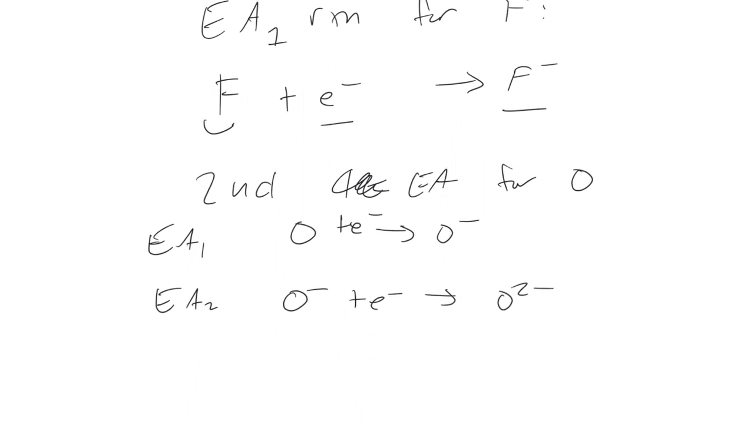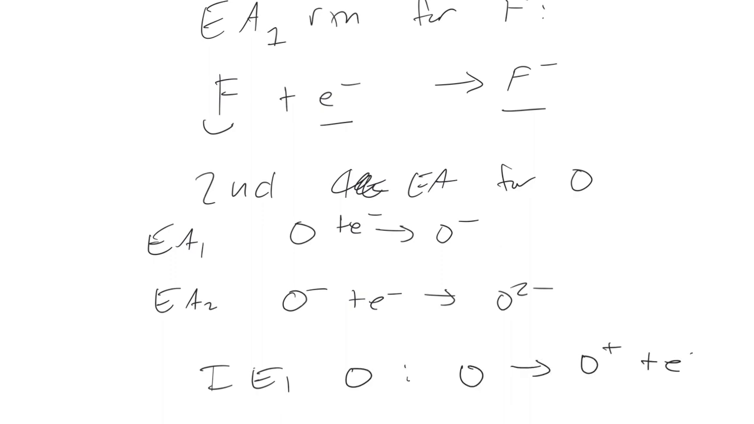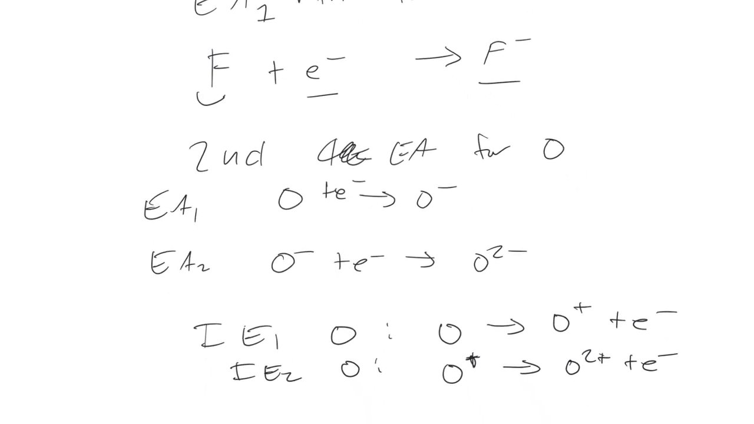And this is the same business if you were to write the first IE versus the second IE. So let's do the IE1 of oxygen. IE1 of oxygen is oxygen losing an electron to go to O plus and an electron. The IE2 is the energy associated with O plus losing that second electron to go to O2 plus and an electron. So the second ionization is always the energy just for the loss of that second electron, not for the loss of both electrons combined. The third is O2 plus going to O3 plus and an electron. So that's the IE3.